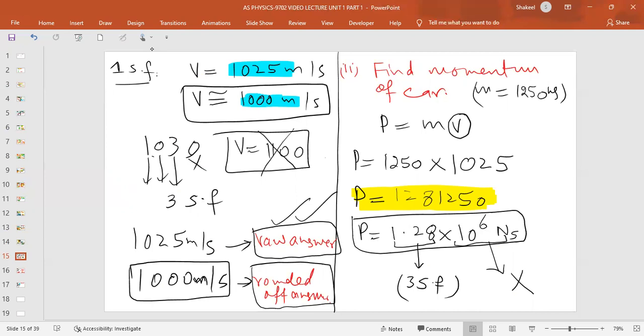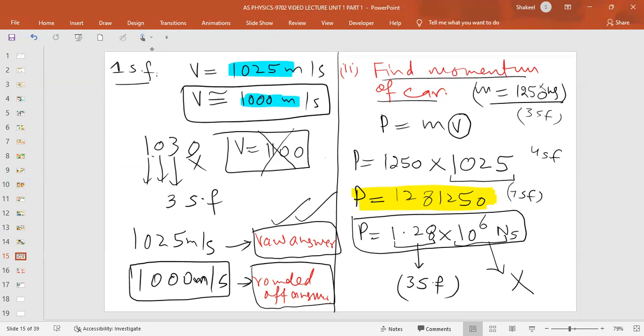Okay, the next thing is you have to find momentum of the car. Mass of the car is 1250. 0 is not significant, so it is having 3 significant figures. And then its speed is 1025, which is having 4 sig fig. So it is 1281250. Of course, there are 7 significant figures.